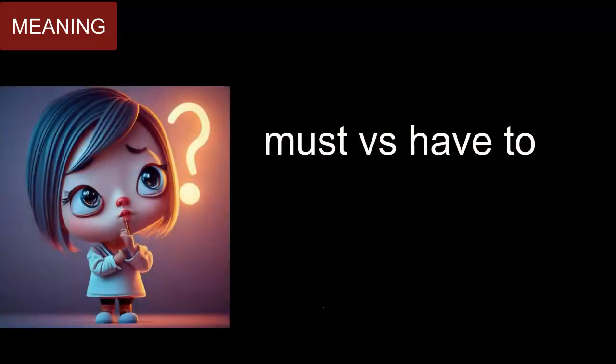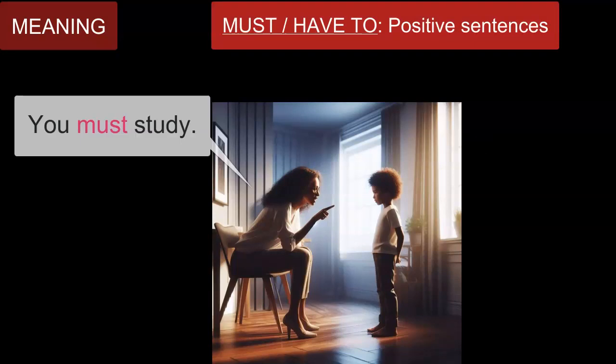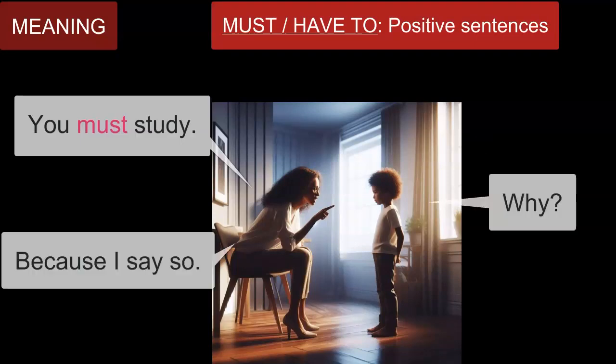Now let's see the difference between must and have to. Let's start with positive sentences. You must study. Why? Because I say so. People in authority, your boss, your teacher, your parents, etc., can use must to give you orders. In this example, the mother is telling her child to study.